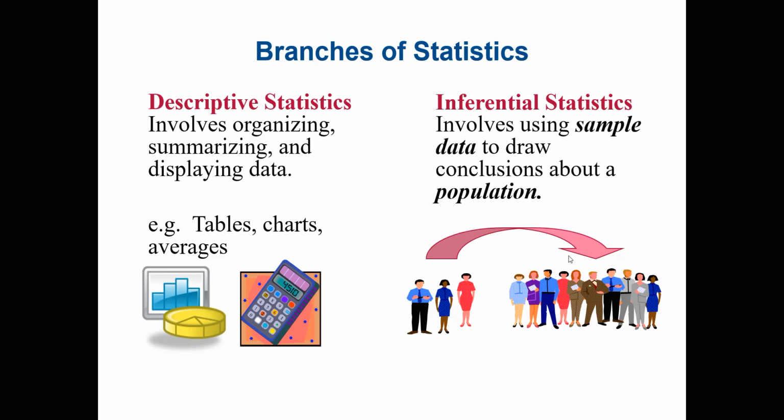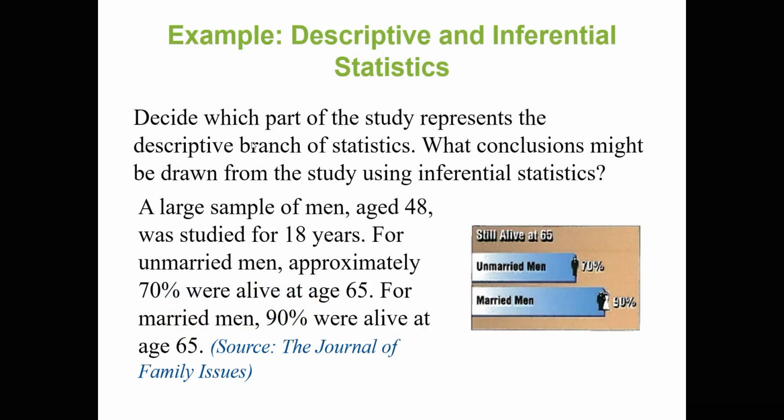Okay, let's move on. So let's take these examples. We have to determine if we are dealing with descriptive statistics or inferential. So decide which part of the study represents the descriptive branch. Now, for you to know the descriptive branch, you just want to find out if they are just describing the data. But inferential, you want to find out if they are going from a sample to a population. That's the main idea.